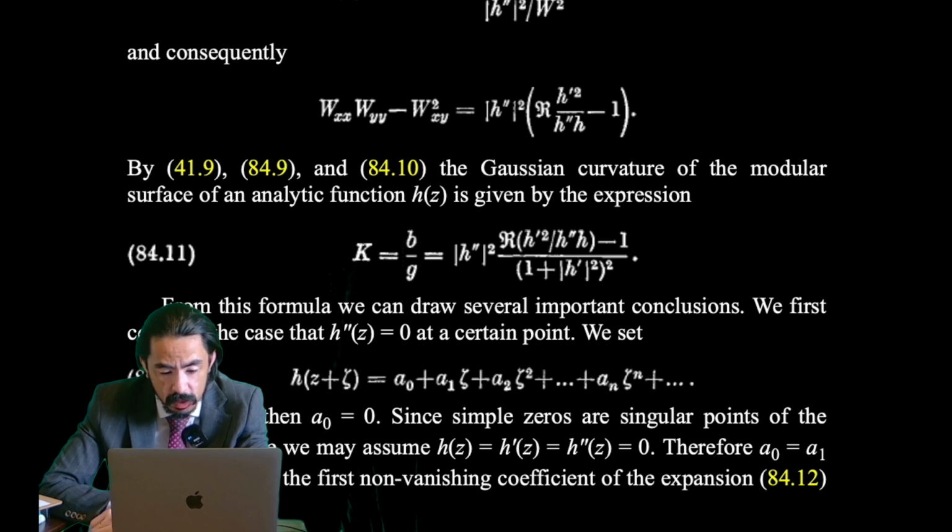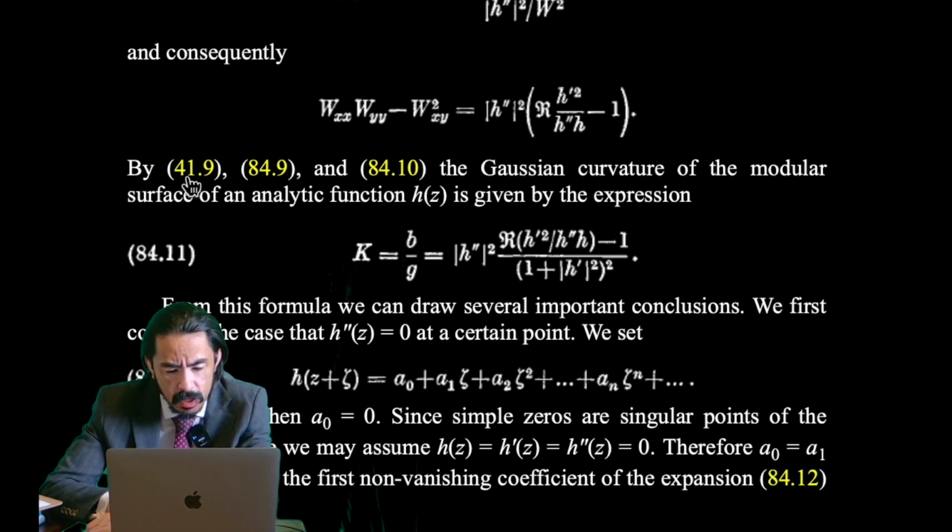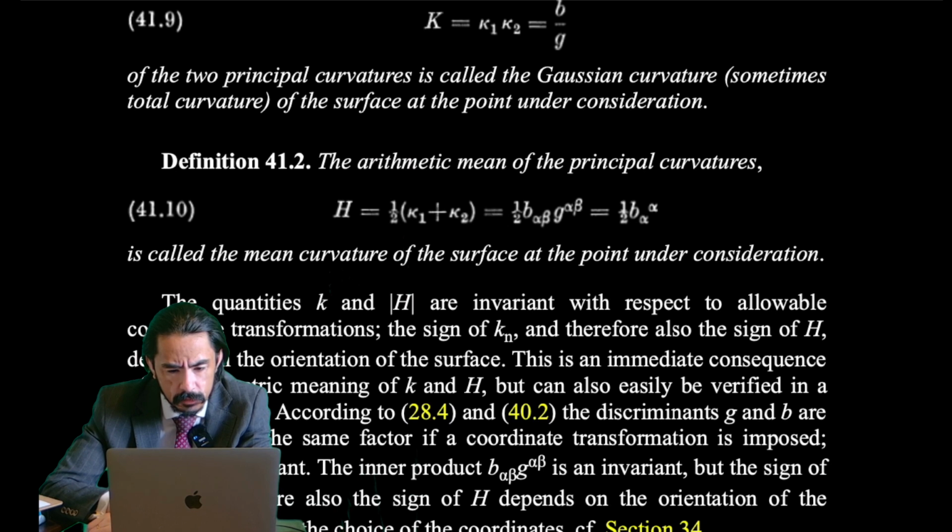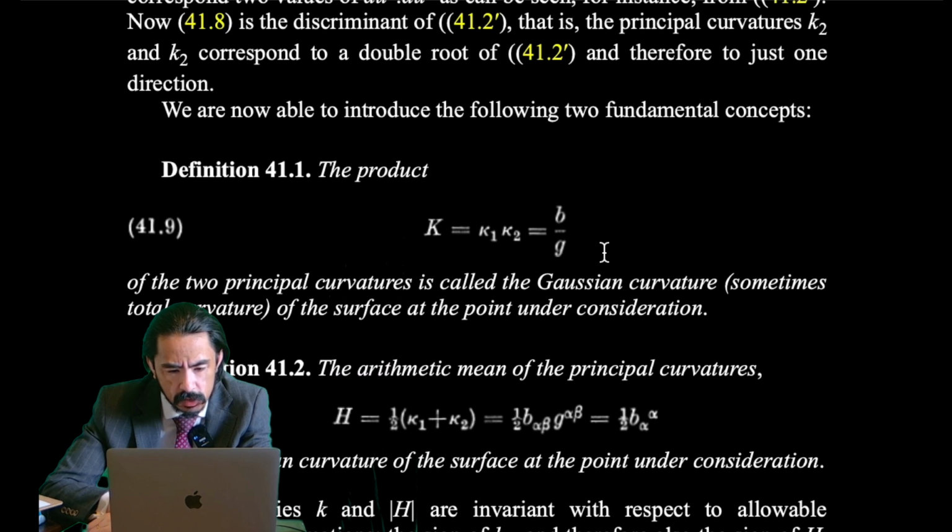And consequently, we now have that capital W sub xx times capital W sub yy minus capital W sub xy itself squared then is equal to the modulus of h double prime squared, then times quantity, which is the real component of h prime squared over h double prime h, then minus 1, closed quantity. So by, what is it, 41.9, that is definition of Gaussian curvature.